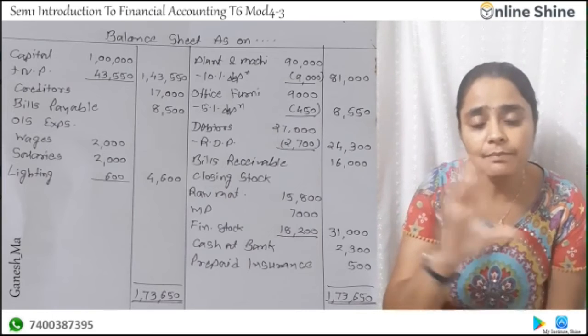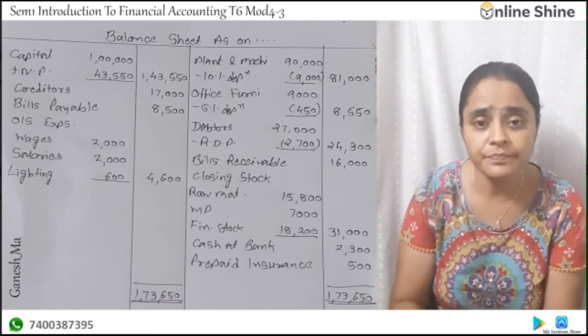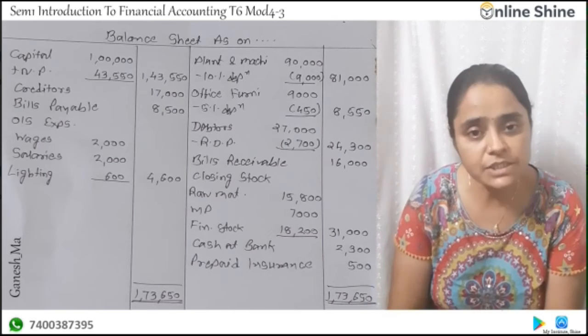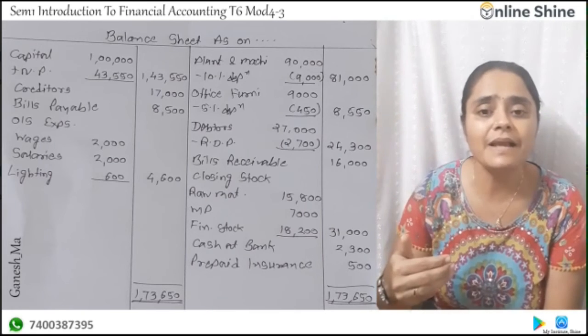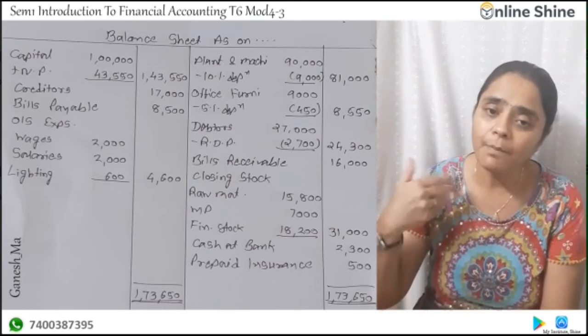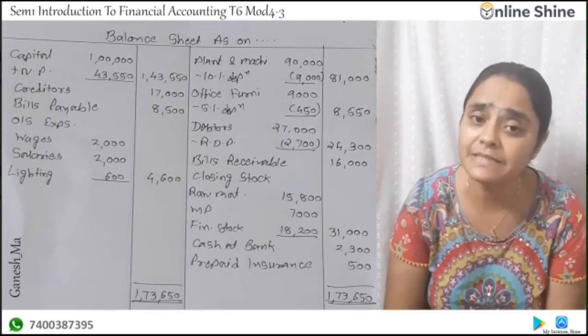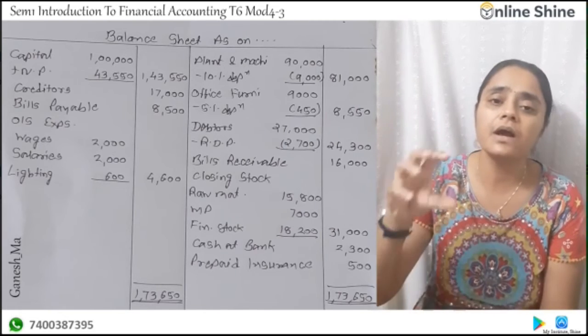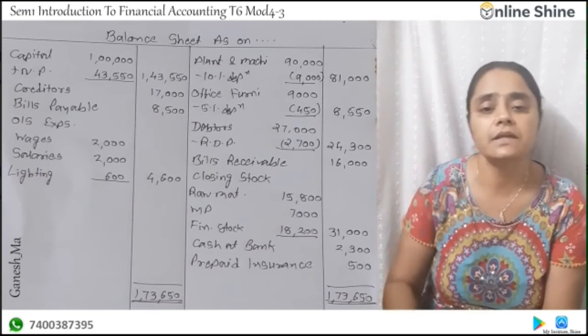So the main part is just solving a sum, and you will be given a tallied trial balance. You will be given the adjustments also. You have to read the trial balance items, read the adjustments, mark those adjustments with respect to the trial balance items, and then start preparing your manufacturing account, then your trading account, then your P&L account, and lastly your balance sheet items.